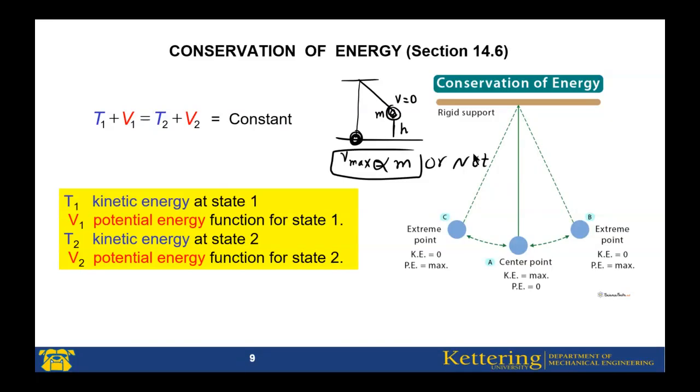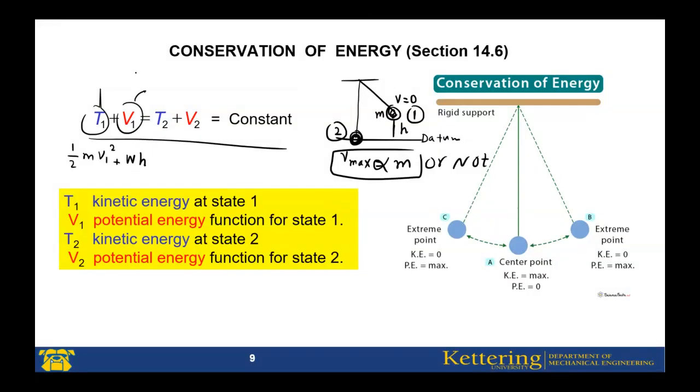No. Let's see whether this one is correct or not. If I use the conservation of the energy between state 1, this is state 1, or position 1, and this is state 2. This one is the kinetic energy. What is the kinetic energy? 1 over 2 m v1 squared. The potential energy at this point, because I consider this line as a datum line, will be positive W h.